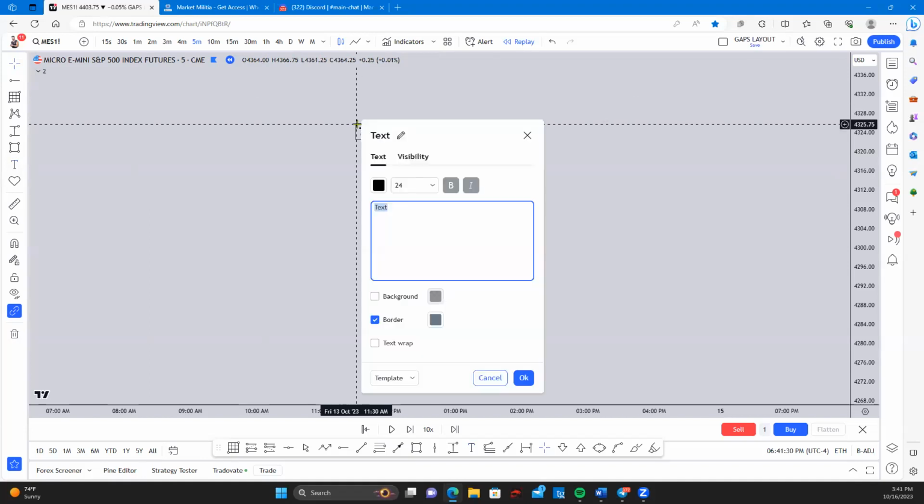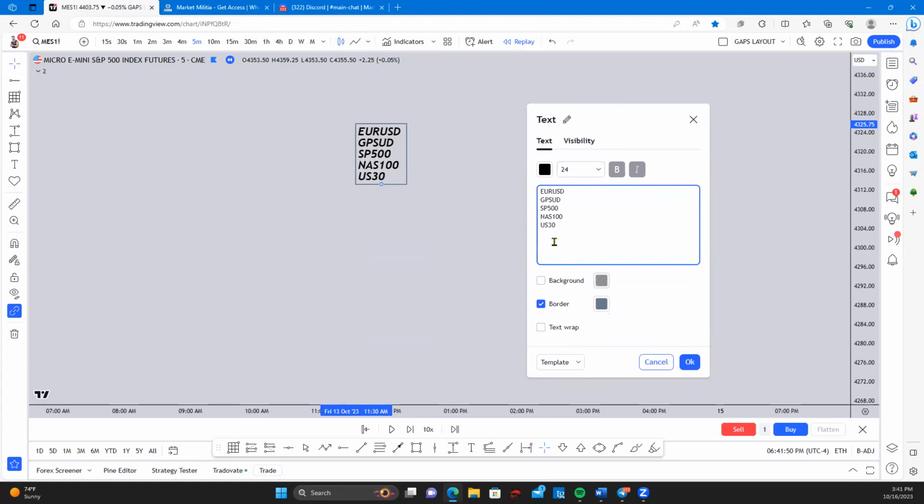Okay, so first thing we're going to need, you can use this on Euro USD, GBP USD, S&P 500, NAS 100, or US 30. On Friday, I took this on the S&P 500 or ES.